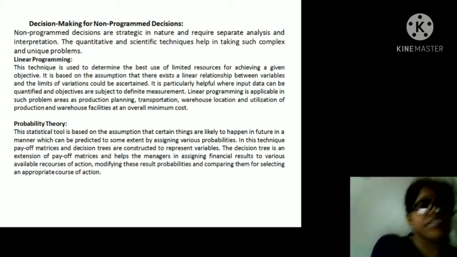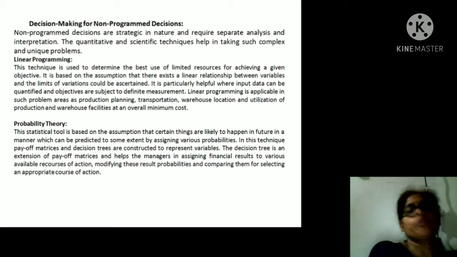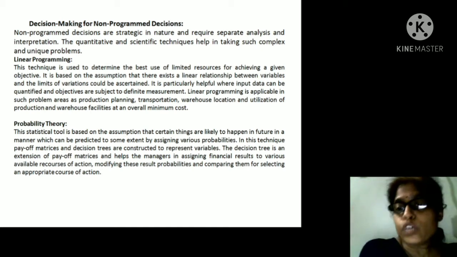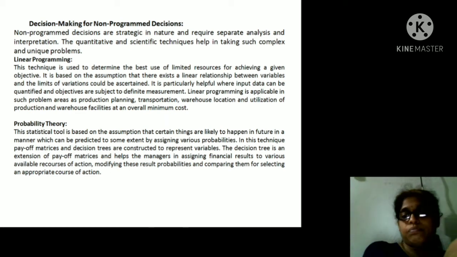Now, probability theory. This is again a technique used for non-programmed decisions. This statistical tool is based on the assumption that certain things are likely to happen in future in a manner which can be predicted to some extent by assigning various probabilities. Probability, again, is related to statistics. A company which has been running for the last eight or nine years knows what the probable problems or future may be. So they are aware of that particular problem. That is known as probabilities.